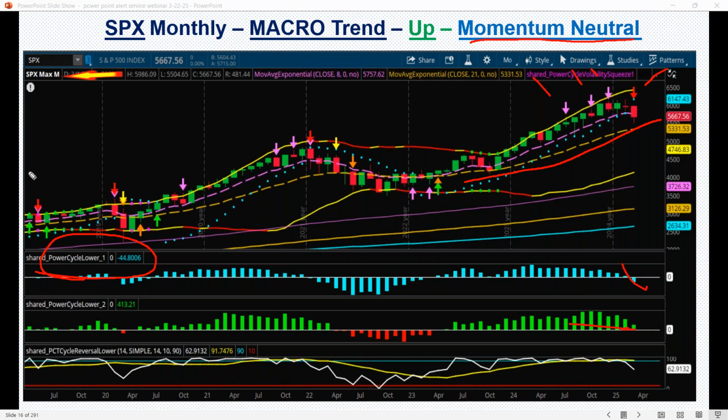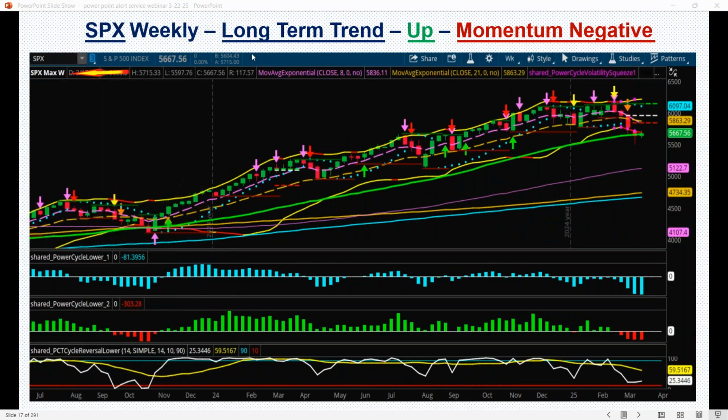So for now. All right, that's the macro view, and then I shift down to the next time frame, which is the weekly, or what I refer to as the long-term trend. It too is still up, and I like to look at this based on the 50 simple moving average. That green line is the 50 moving average, and we're still holding. It's chipping away at it, so it's showing signs of weakness, but right now it is still holding. The trend is still up, but barely, just hanging on. Momentum, though, is negative. You see cycle one and two are negative.